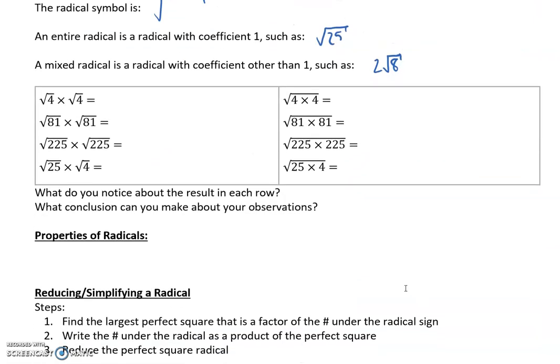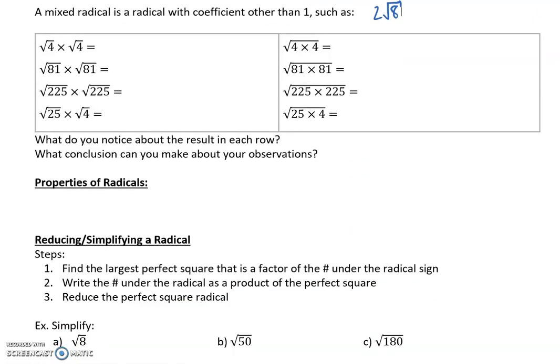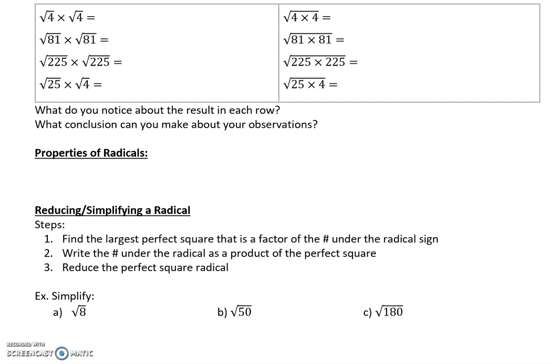All right, let's go through a little bit of investigation to see what we can do with these radicals. If I gave you the square root of 4 times the square root of 4, you would say, well, that's 2 times 2, which is 4. If I gave you the square root of 81 times the square root of 81, you can pause the video and do these yourself, just to check mentally if you can do them. That's 9 times 9, it's 81. Root 225 times root 225 is 15 times 15, which is 225. I hope you're seeing a pattern here. Root 25 times root 4 is 5 times 2, which gives me 10.